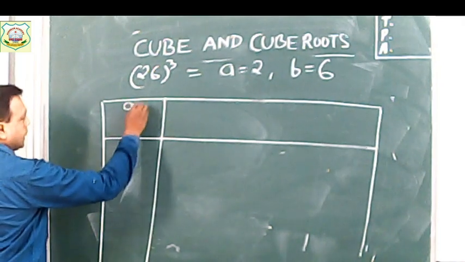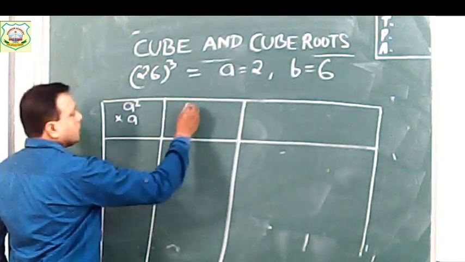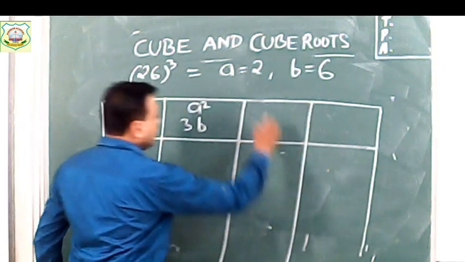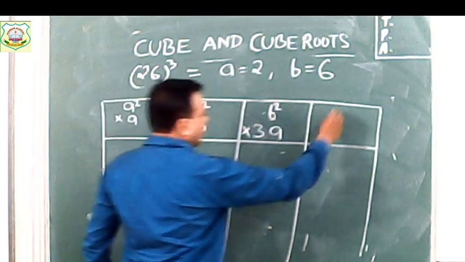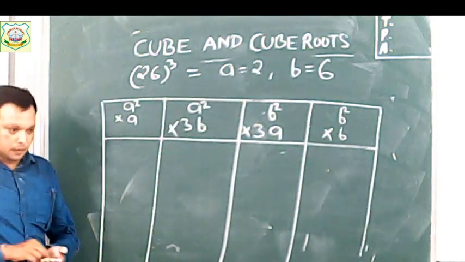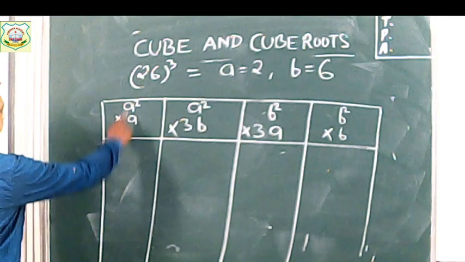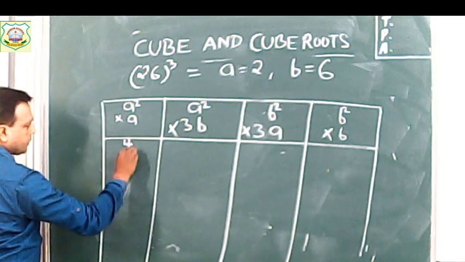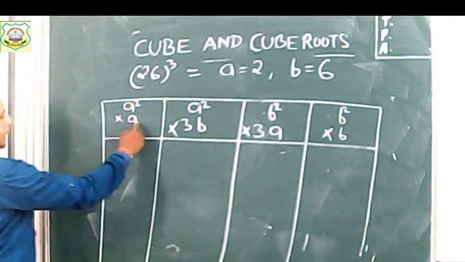a cube, then a square b, here is a square 3b. Here we will take b square 3a and b cube, that is b square into b. This way. a square: here we have a value 2. 2 square, that is 4. It is 4. The a value is 2.